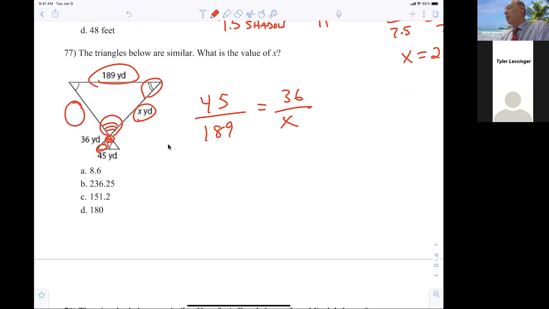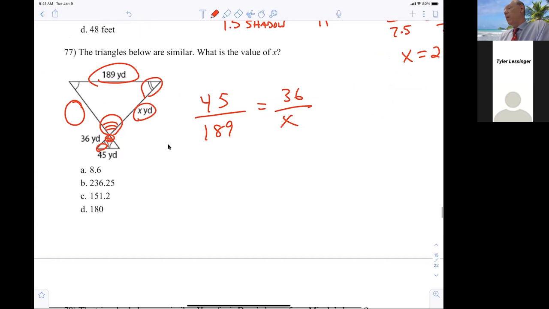You're gonna have to help me with this one. So everybody take your calculator. Go 36 times 189 and then divide it by 45. Somebody said 151.2, but double check him, please. All right, let's do 78.